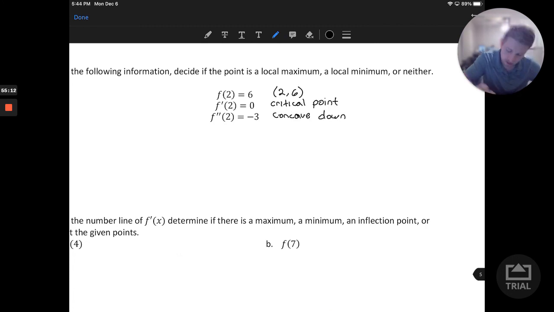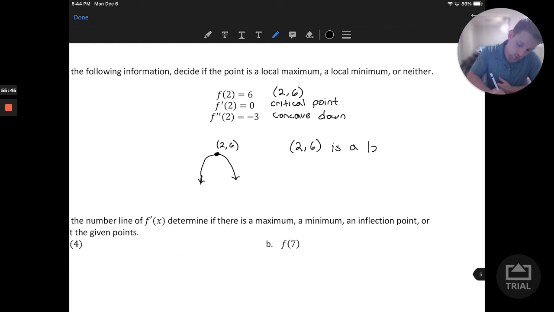So if I put all three of those ideas together, that shows me that I'm concave down, I am a critical point, and that critical point lies at the point (2, 6) on my graph. If I just draw that out, it looks like this critical point becomes a local maximum. And that's what we'll list here for the value (2, 6). So we could say that the point (2, 6) is a local maximum of f(x).